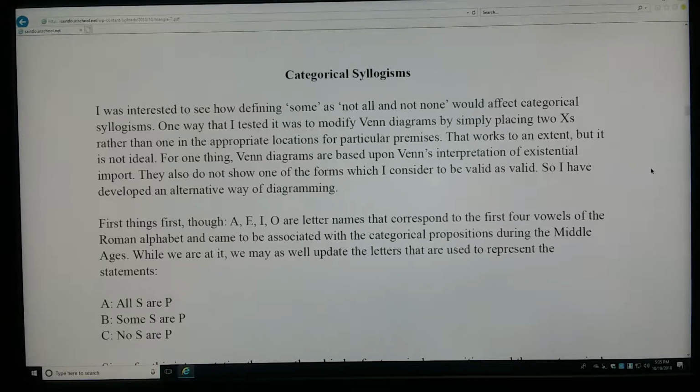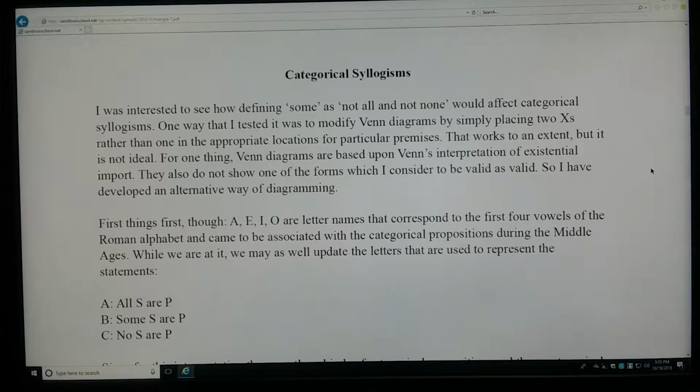In this video, we'll be discussing categorical syllogisms. If you've not yet watched the first two videos on categorical logic, you may find it helpful to watch those first. In those videos, I discussed the fact that I believe that "some" is best defined as "not all and not none." If we adopt this definition of "some," there would actually need to be some significant changes to categorical logic, and even to the categorical propositions themselves.